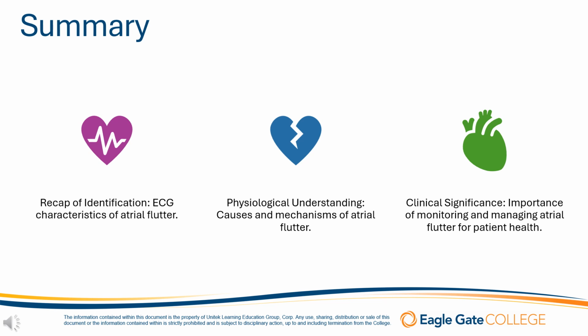We learned how to identify the ECG characteristics of atrial flutter. So, sawtooth pattern is the hallmark of atrial flutter. It's the irregular, multiple P waves that are seen before each QRS complex. There are multiple P waves for every QRS complex, often in a fixed ratio such as 2:1, 3:1, or 4:1.